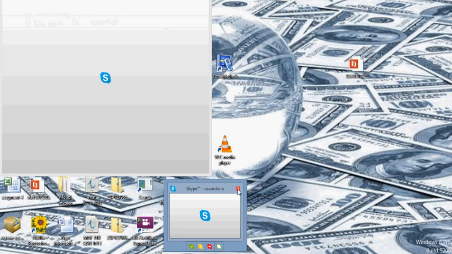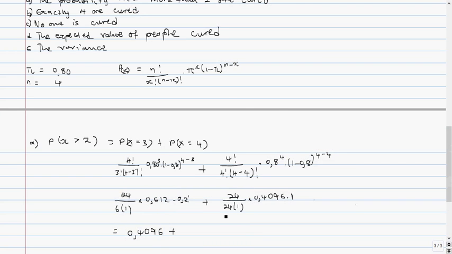Okay, I don't know what my Skype is trying to do to us there, but anyway, never mind it. So 24 divided by 24, that's 1 times 0.4096 times 1, so it will give us 0.4096 again. Okay, so we have 0.4096 in both cases, and then we add those two.